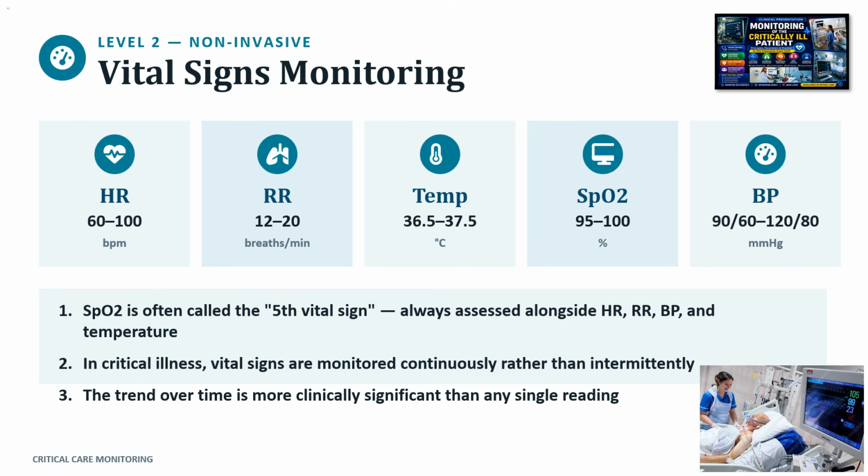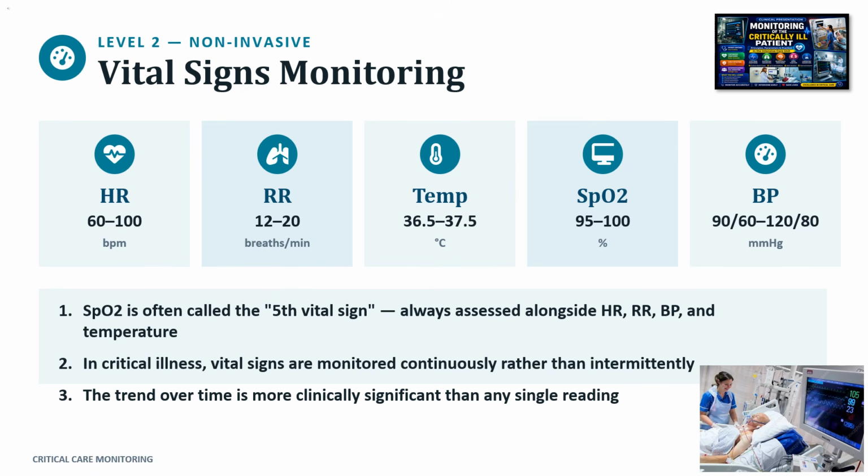SpO₂, oxygen saturation, 95 to 100%. Measures adequacy of oxygenation. BP, blood pressure, 90/60 to 120/80 millimeters of mercury. Indicates circulating volume and organ perfusion.